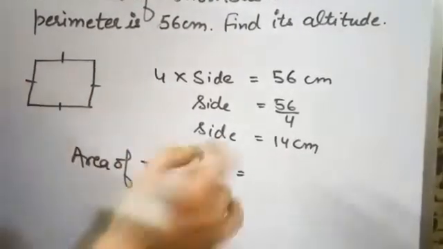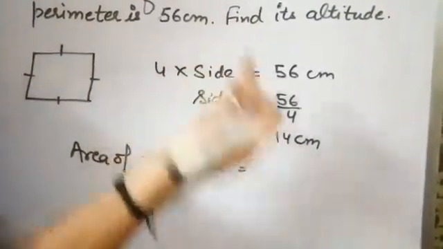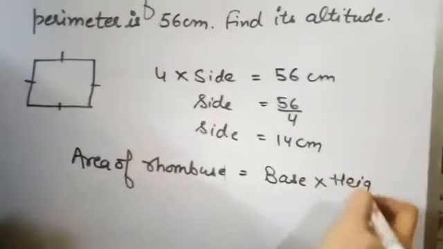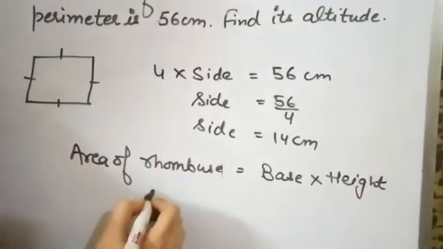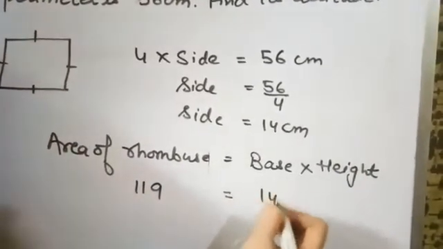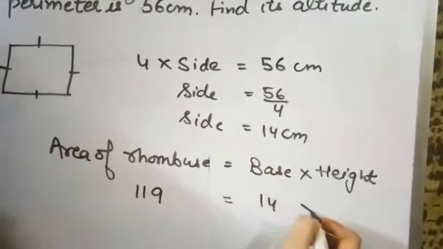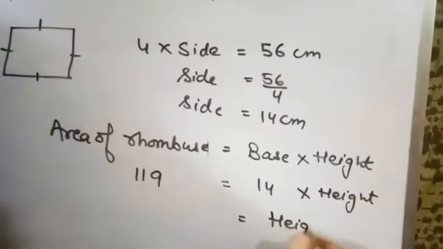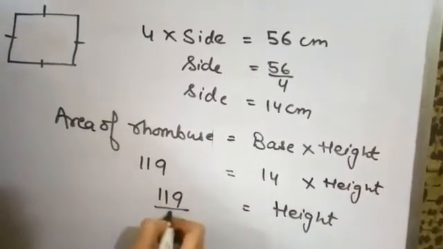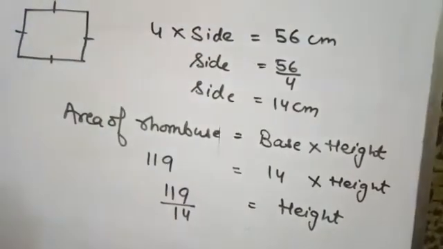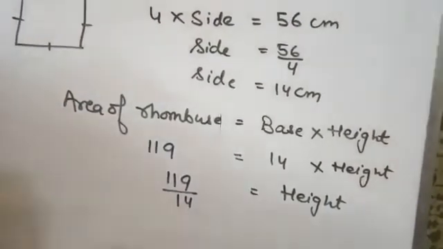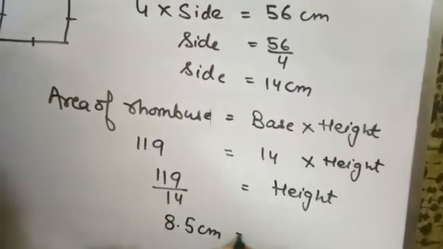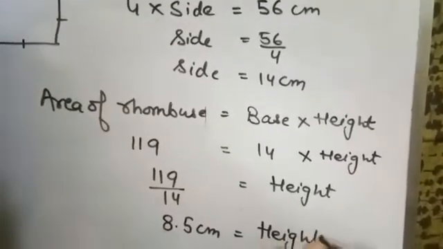Now the next step: area of rhombus, which we all know, is base into height. Base or side both have the same meaning, because the base is the side of the rhombus. Now area is given to us 119, base is 14, and the height we have to find out. To find the height, this 14 is in multiplication, so we go for division. 119 by 14, and your answer will not come exact, it will come in decimals, approximately 8.5 centimeter. The height of the rhombus is 8.5 centimeter.